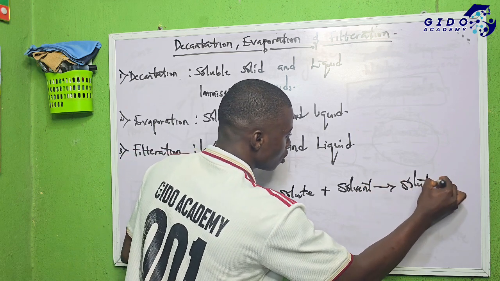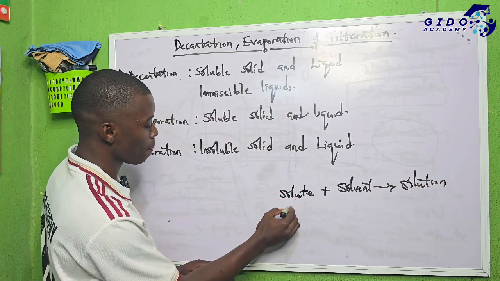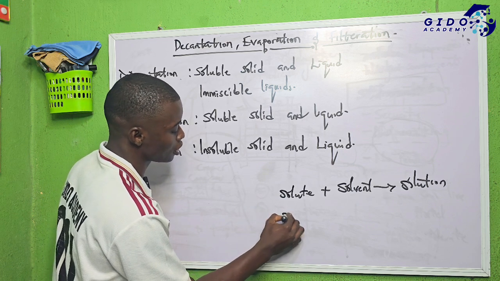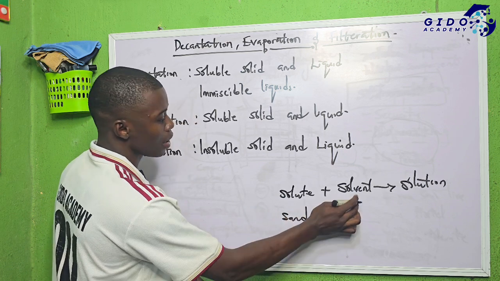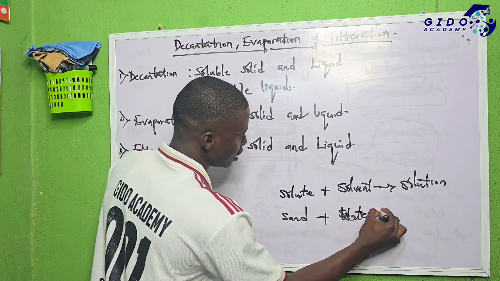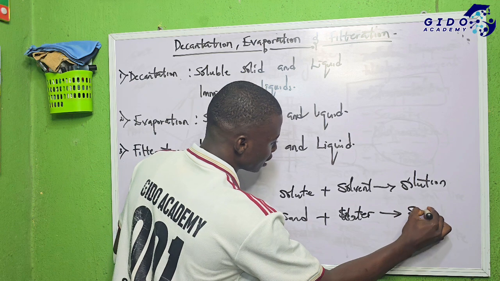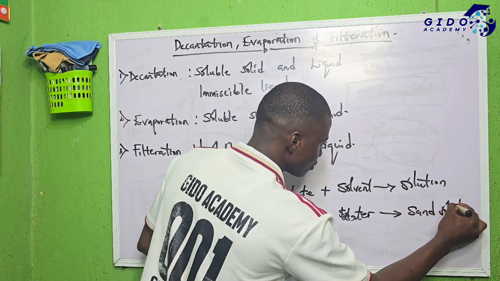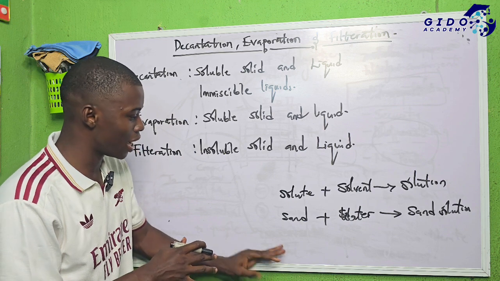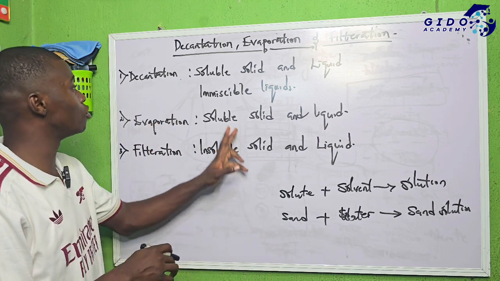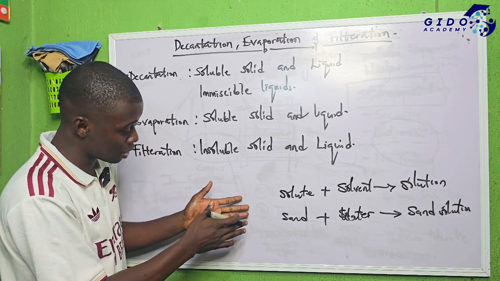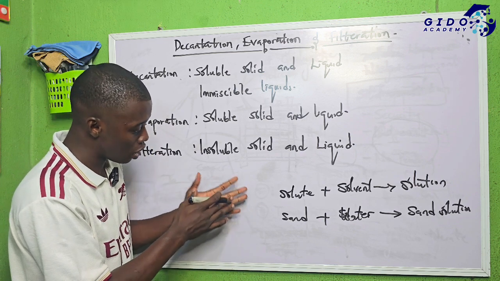Solution. So the solute here, let me just say sand, plus the solvent here, let me say water. Then the solution here will now be sand solution. Now, if you want to separate something like this, the method we are going to use is decantation. Most of us are actually using this method, but we don't know that we are using decantation.